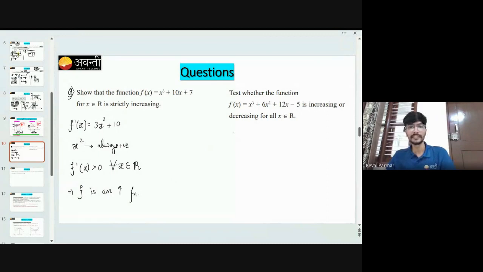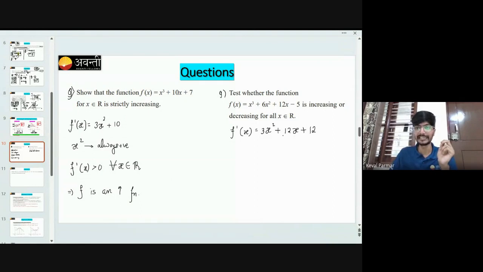Now, let's see here. The second question says, test whether the function is increasing or decreasing. So we have to check whether it is increasing or decreasing. Same thing we'll do. We'll check f dash of x. So, f dash of x equal to 3x square plus 12x plus 12. I hope you got it.